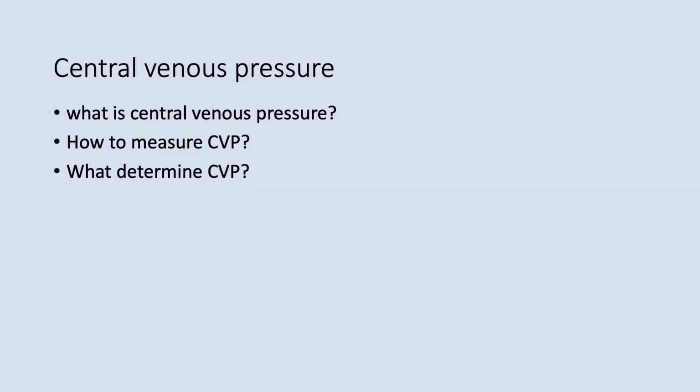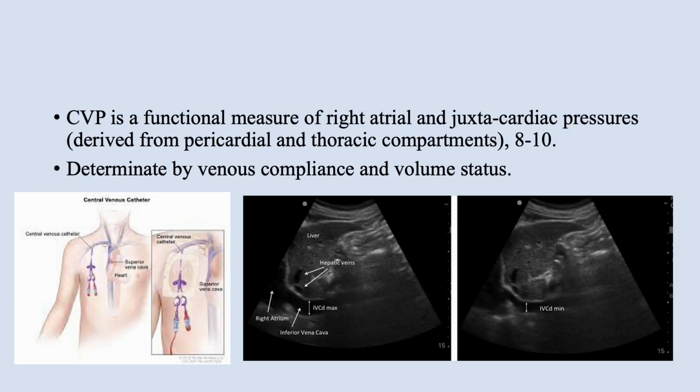So central venous pressure is equivalent to the right atrial pressure in the absence of severe vena cava obstruction. How to measure it and what determines the central venous pressure is what I'm going to explain in this slide. A central venous pressure is a functional measure of the right atrial pressure and the cardiac filling pressure. It's determined by the venous compliance and by venous return, as we explained in the previous slide. How to measure it?